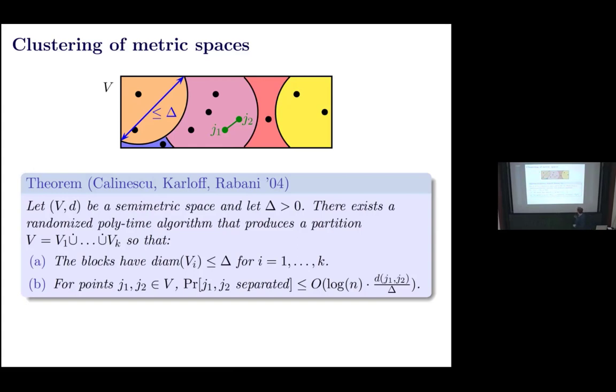So the intuition is that if you have two elements that are very, very close to each other, then they're actually very unlikely to be separated. In fact, if you look at the argument more carefully, this isn't just a thing about pairs of elements. This really holds for any set U of elements: the probability that the set is separated, meaning that some elements end up in different blocks, is upper bounded by log n times the diameter of the set divided by delta. And n is the number of elements in your set.